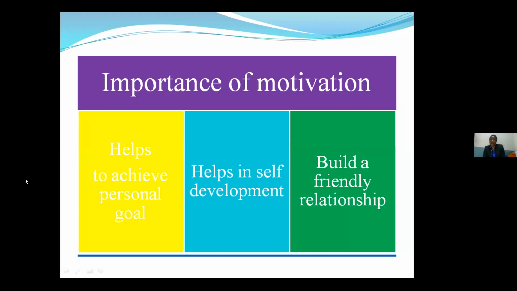The third one is that motivation helps in self-development. Taking an example, as a teacher, you are having students who are always coming late to class. So when they start coming early and you motivate that behavior, you praise that behavior, these students will eventually change from coming late to class to coming early simply because you have motivated them. So this means they will have that self-development, and this will be thanks to the teacher who has motivated the student.